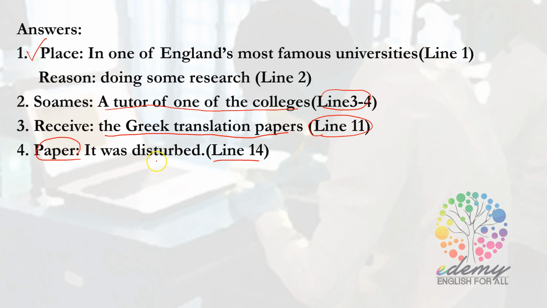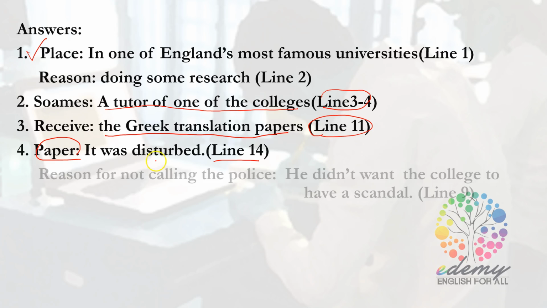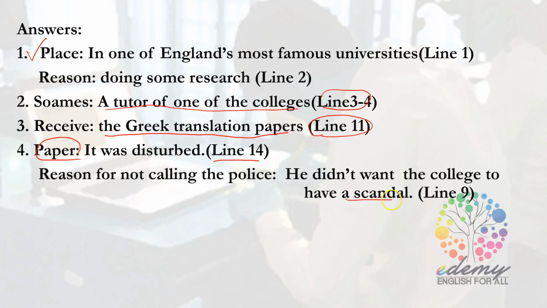So when we move to the second part of the answer for number 4, it is the reason for not calling the police. The reason is that he didn't want the college to have a scandal here, meaning rumors. We can find the answer on line number 9. Let's go to line number 9 together: "No, that's impossible. We can't have a scandal at the college. I must explain." So that is the reason why he didn't call the police. So here is all the answer for the questions.